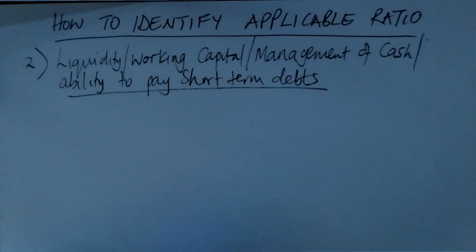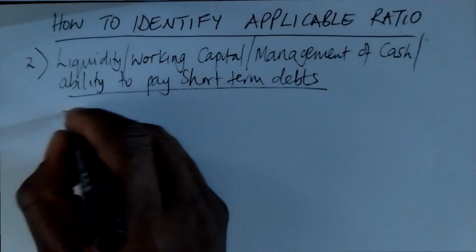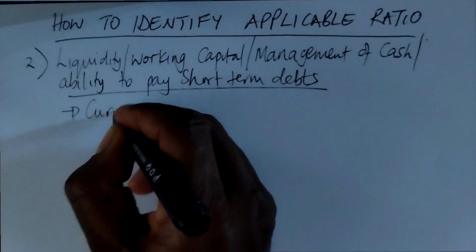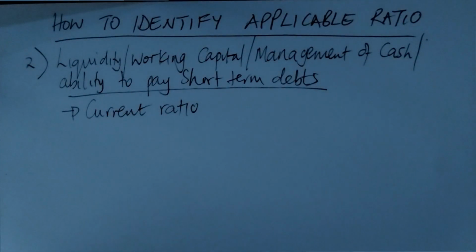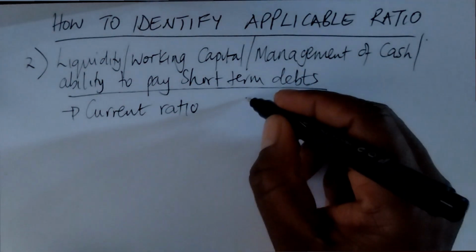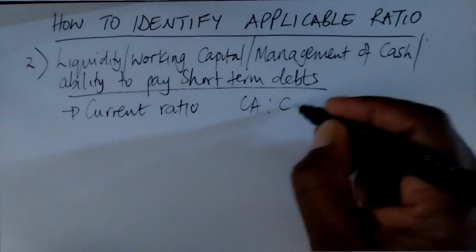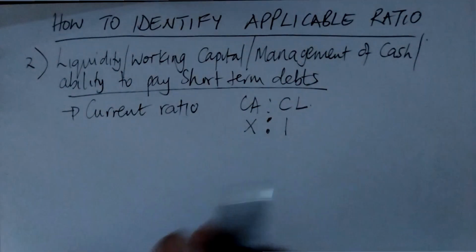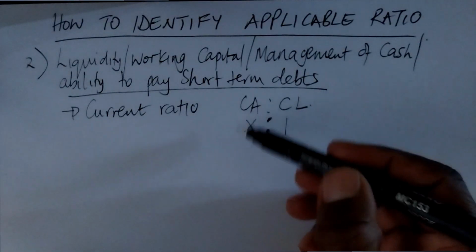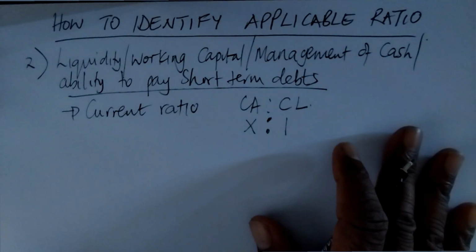So you're basically talking about liquidity ratios, and the first one that comes to your mind is going to be your current ratio. This has been done from grade 10 up to grade 12. So what are we saying? In this particular case, you are comparing your current assets versus your current liabilities, and this ratio must always be something is to 1. So it will be a certain figure is to 1.